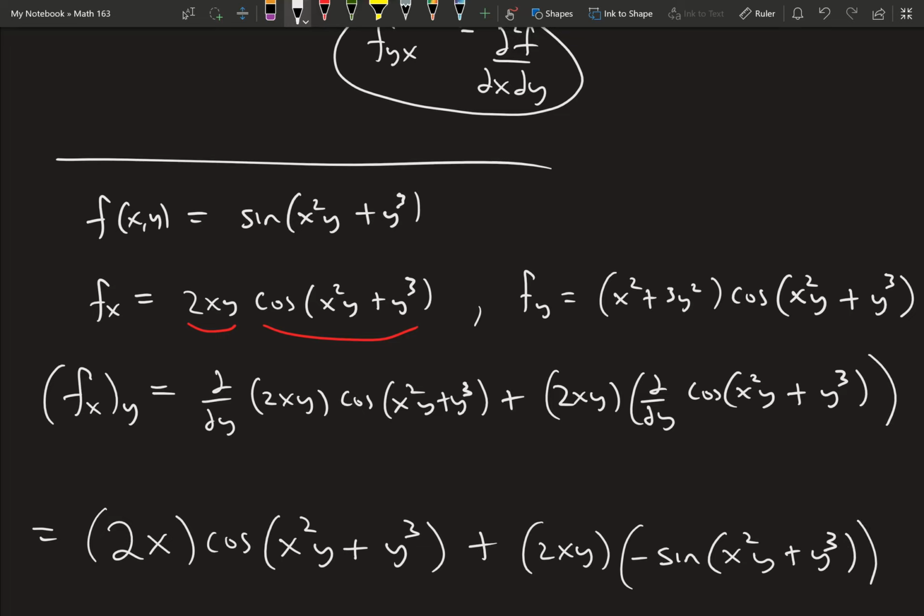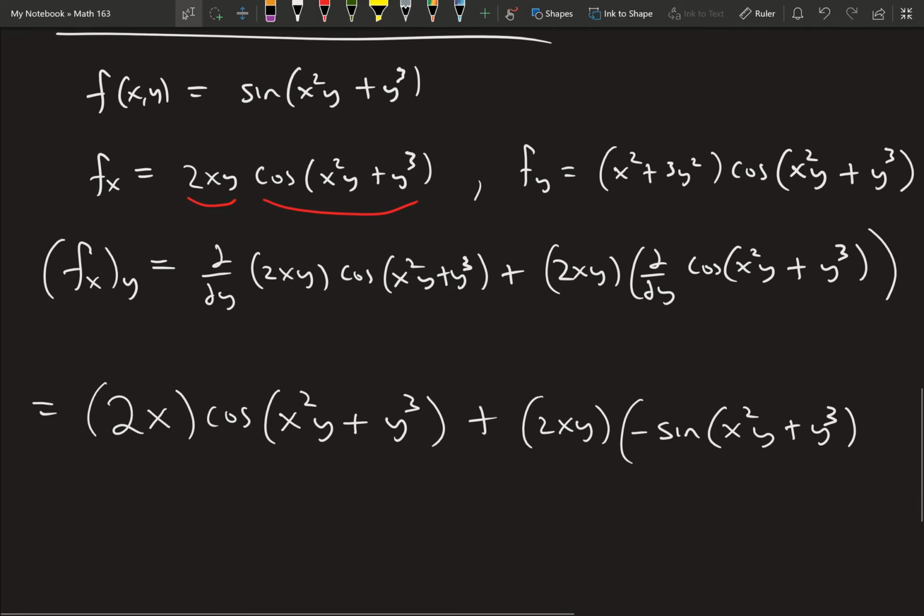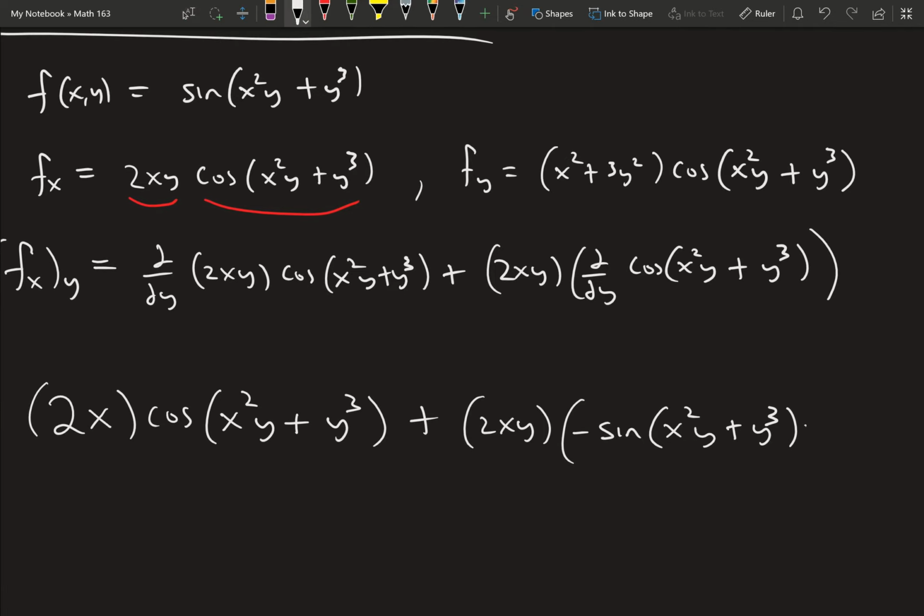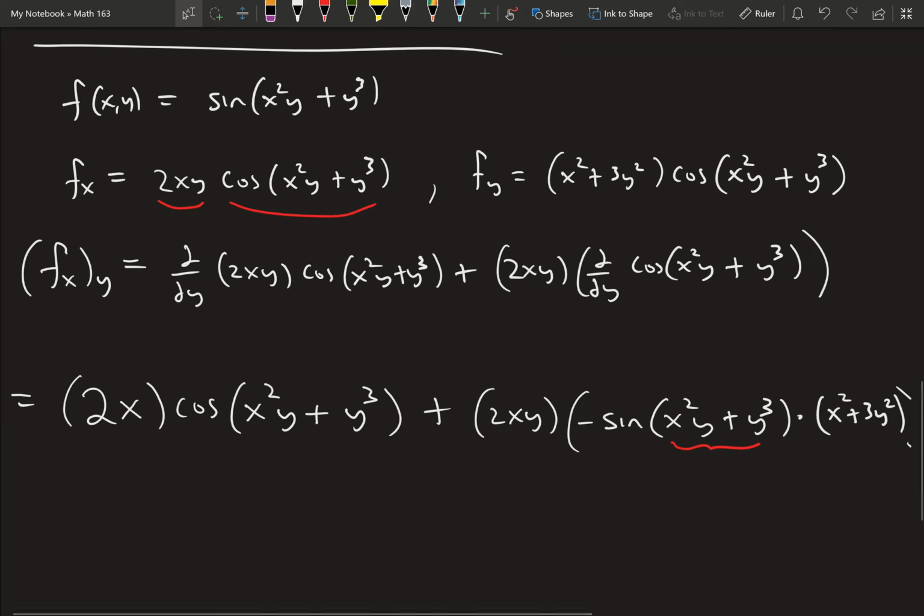Okay, f_xy. And that's, well, we're almost done here. We have another chain rule, right? Because we have the derivative of cosine is negative sine times the chain rule, the derivative of this inside portion with respect to y. And the derivative of that with respect to y is x squared plus 3y squared. Okay, and this gives us our full f_xy. This is f_xy.